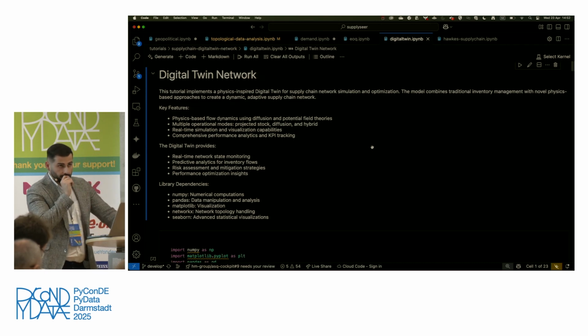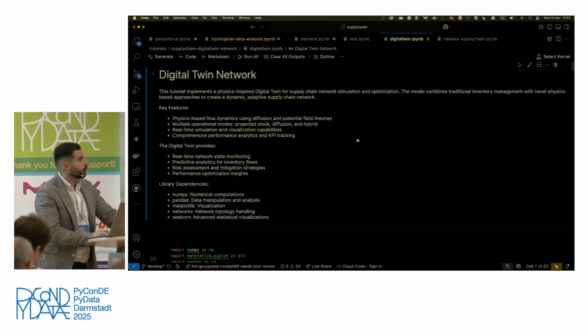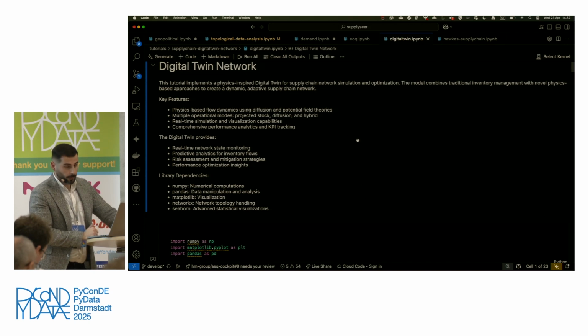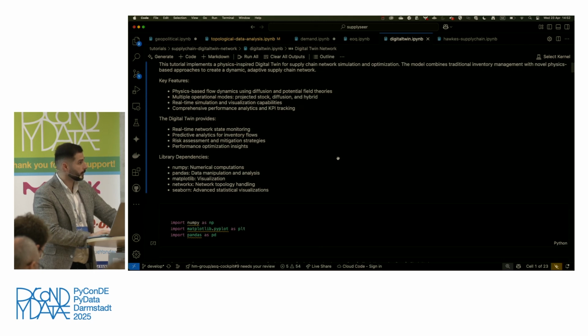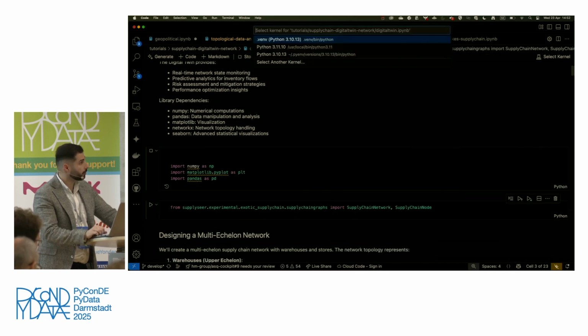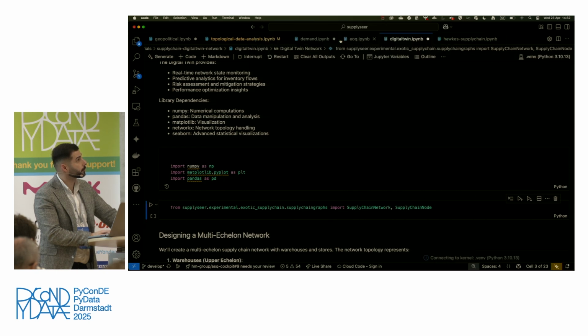What this module will show you is we're approaching it both classically and with two new methods. One is inspired by physics. We're going to use diffusion and potential field theories. We're going to also make a hybrid of them. I'm going to explain later why we do it or what the inspiration is. But let's execute the first one.